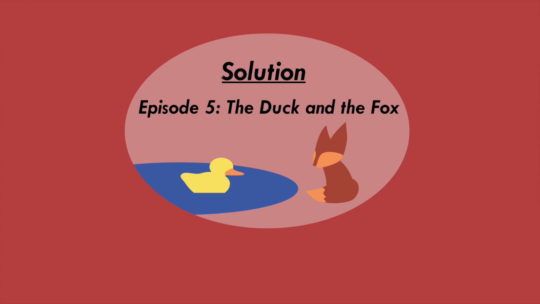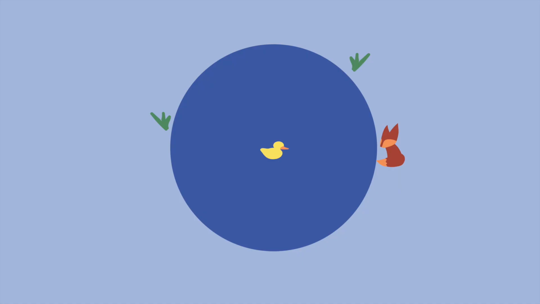This is the solution to episode 5, the duck and the fox. The fox is going to try to get to the duck's landing spot before the duck can, and it moves 4 times as fast. There are a lot of ways that the duck could move, and it would be really hard to find a good solution by just trying to calculate a bunch of possible escape methods. How can we think about the duck's options more systematically?